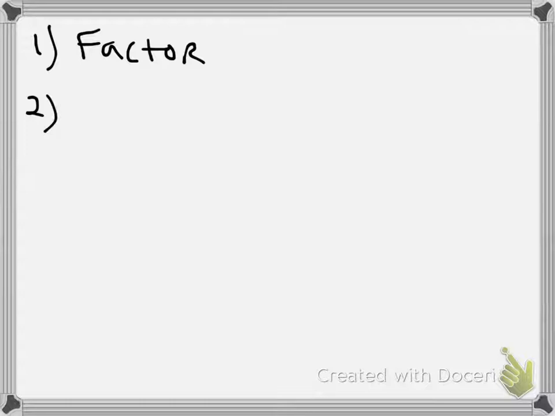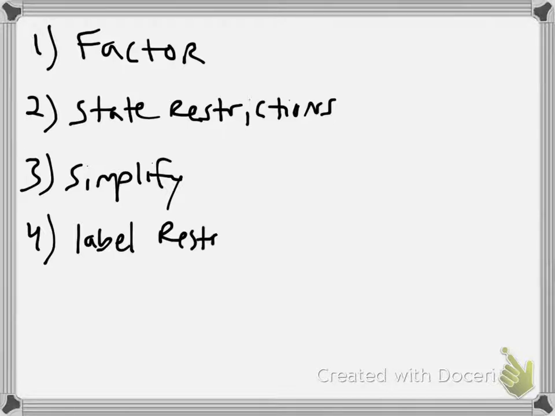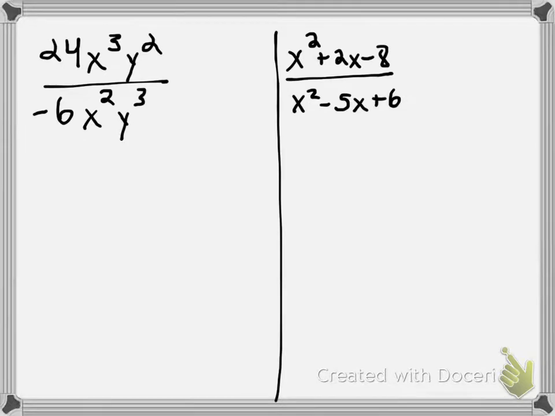Step two is to state your restrictions of your domain. Step three is to simplify. And then step four is to label your restrictions, so like call them removable or non-removable. Okay, so let's go back to the very first problem. And our first step is to factor it.